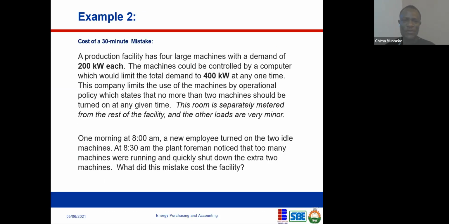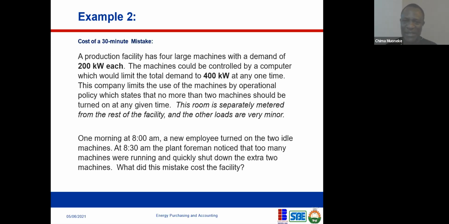This is an example too, okay? This is the cost of a 30 minutes mistake. Now, a production facility has 4 large machines with a demand of 200 kilowatts each. And you have 4 of them in a production facility. So meaning that if 4 of them are on at the same time, you're going to have 800 kilowatts of demand.